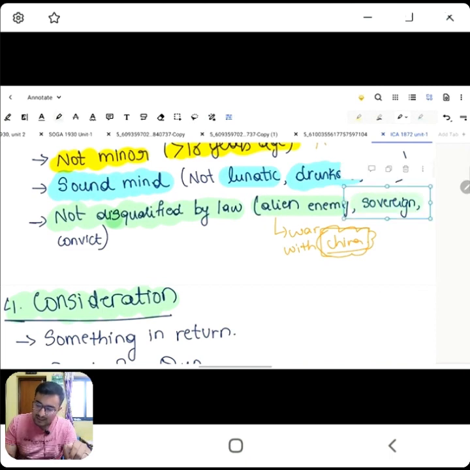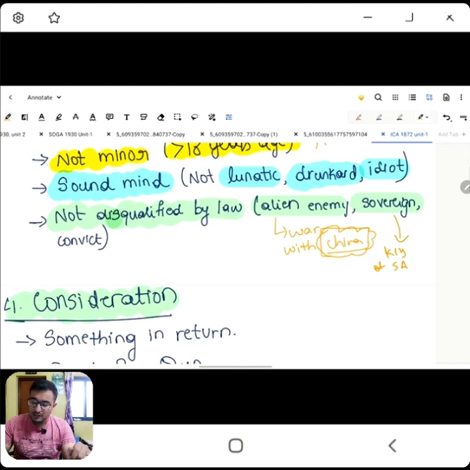Sovereigns means the kings and queens of other countries. So still certain countries are ruled by kings and queens. Suppose the king of Saudi Arabia, right? This particular king cannot enter into contracts in India. Why? If you're curious, message me in person. I will tell you why.